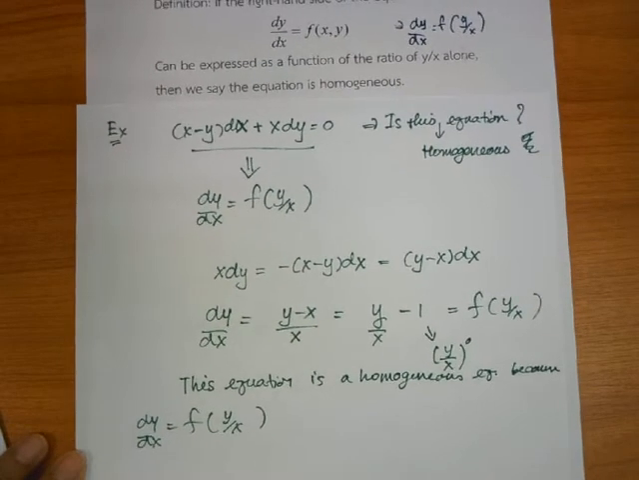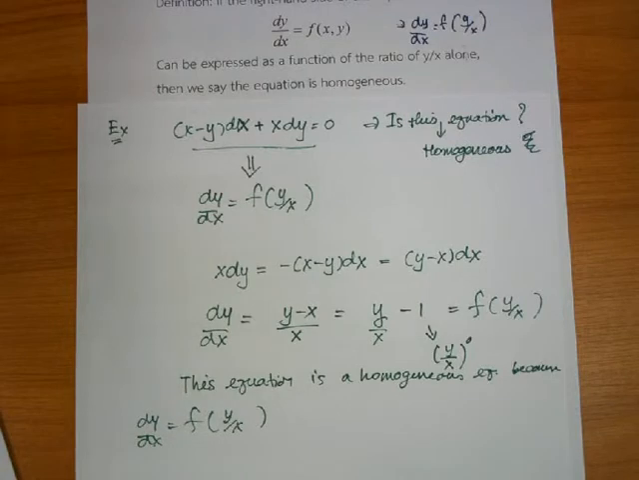So the way to define whether it is a homogeneous equation, you've got to rearrange the equation itself. If you can make it in terms of dy by dx being a function of y over x, then it is a homogeneous equation. Otherwise it means it's not a homogeneous equation.